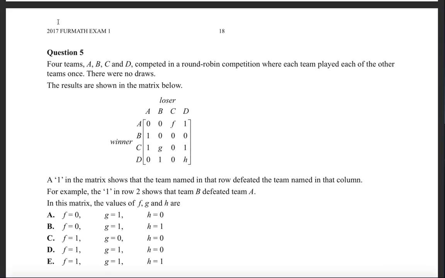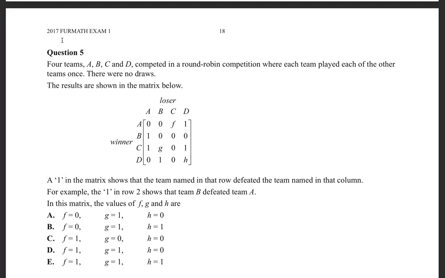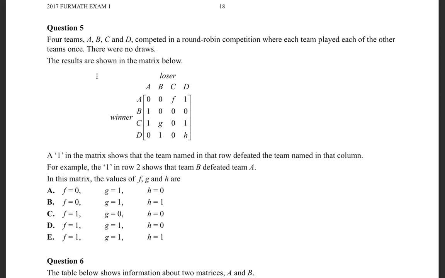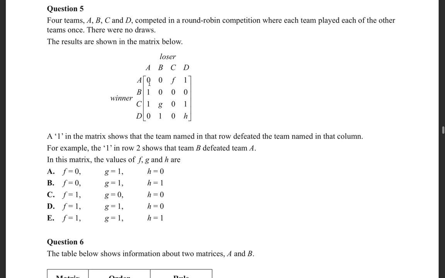If we have a look at a question from an exam, this is 2017 VCAA Further Maths Exam 1, question 5. Four teams A, B, C, D compete in a round-robin competition where each team played each of the other teams once. There were no draws. The results are shown in the matrix below. Now, clearly this matrix is not finished. We've got F, G, and H that are not put in.